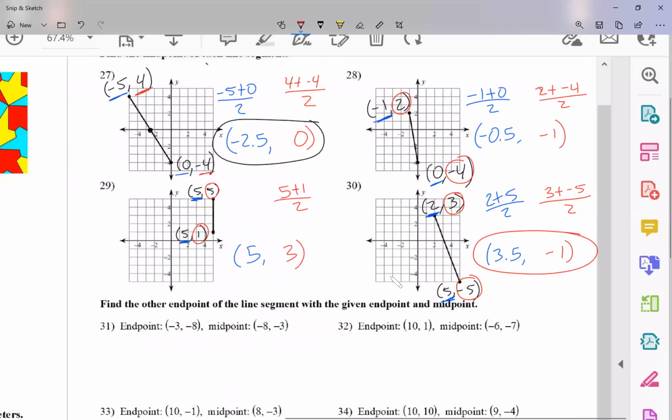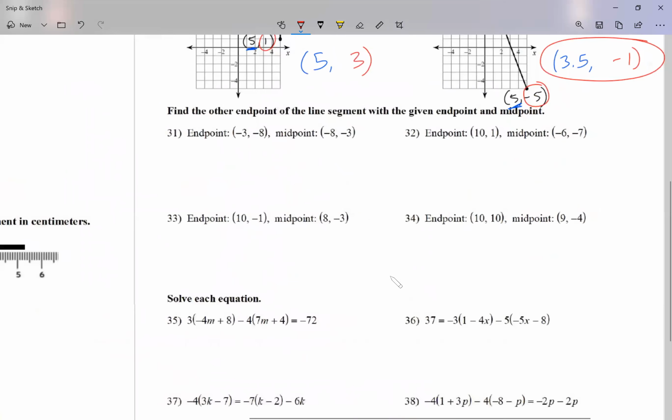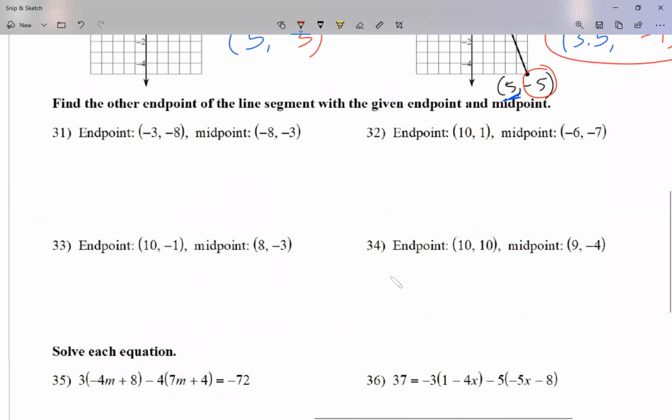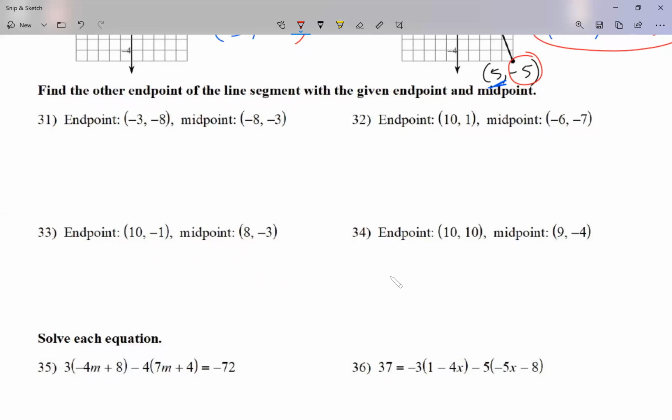Now, what's going to become a little challenging is questions 31 through 34. In questions 31 through 34, I'm giving you the coordinates of the midpoint, but I'm also giving you the coordinates of one of the endpoints. In this case, I'm asking you to find the other endpoint of the line segment with the given endpoint and midpoint. All right, so let's see what I mean with this.